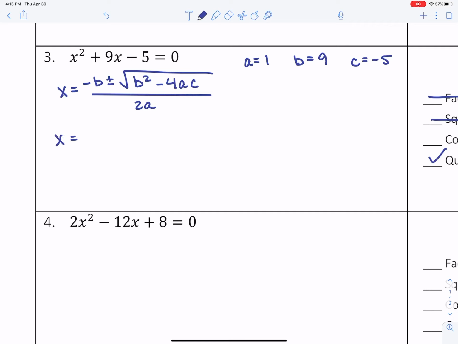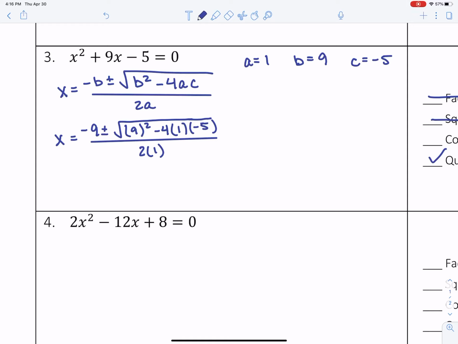You'll be able to just plug them in. But for right now, I would really like to see that we are writing our quadratic formula over and over until the point that we memorize it. So I'm starting to plug in our values here. So -9 plus or minus the square root of 9 squared minus 4 times 1 times -5, all over 2 times 1.